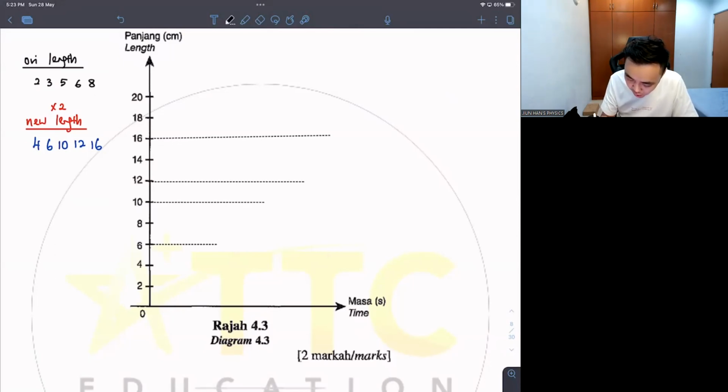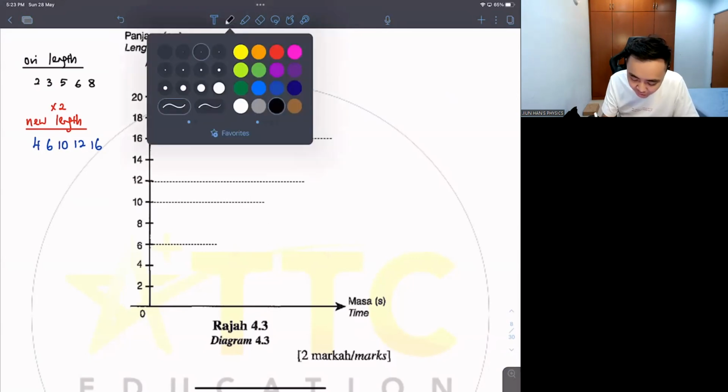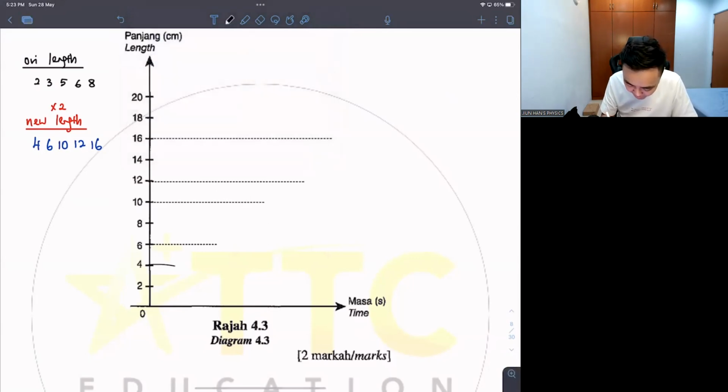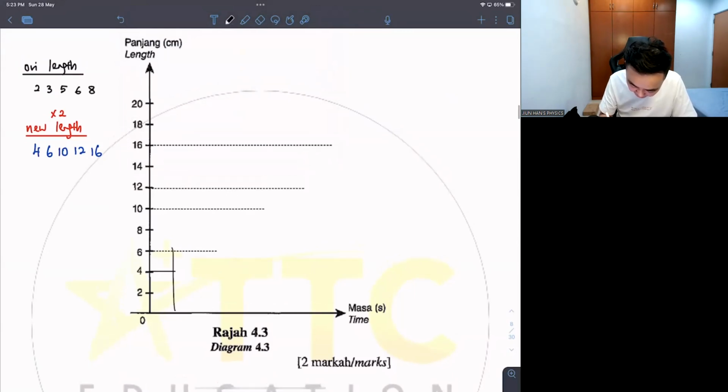Okay? So when you draw, just draw roughly. No need to say, oh, must I do properly? First one, like that. Okay? 4 cm. Then the second one, right? Now, the dotted line is important. Yes, must draw. The dotted line is important, so must draw.